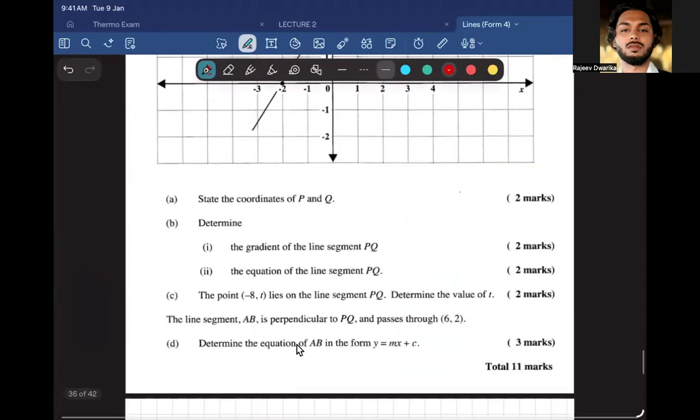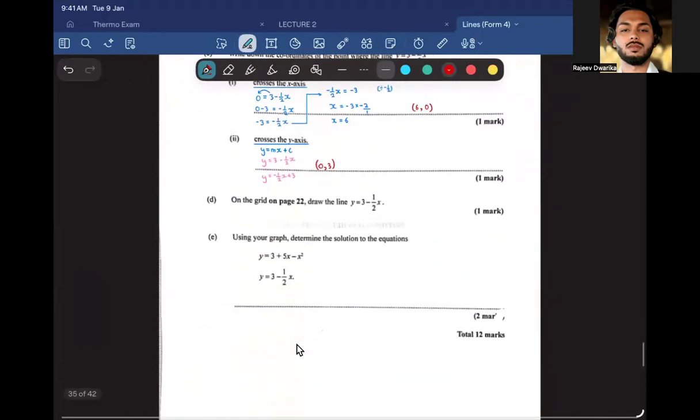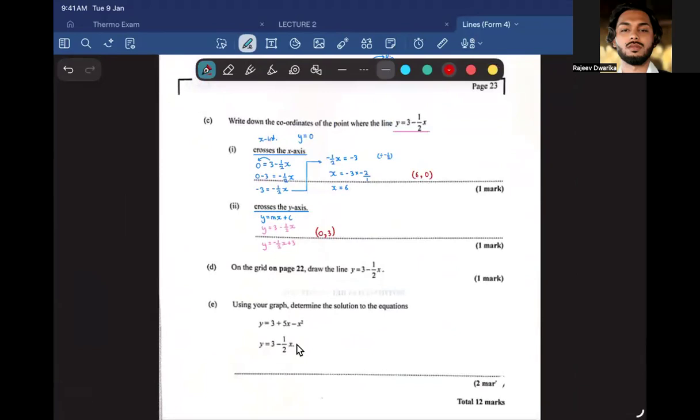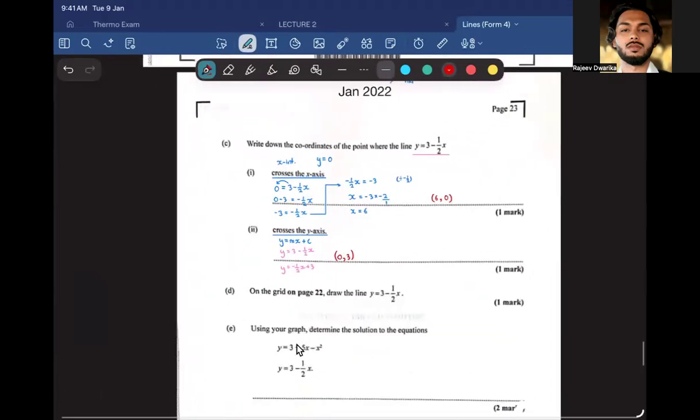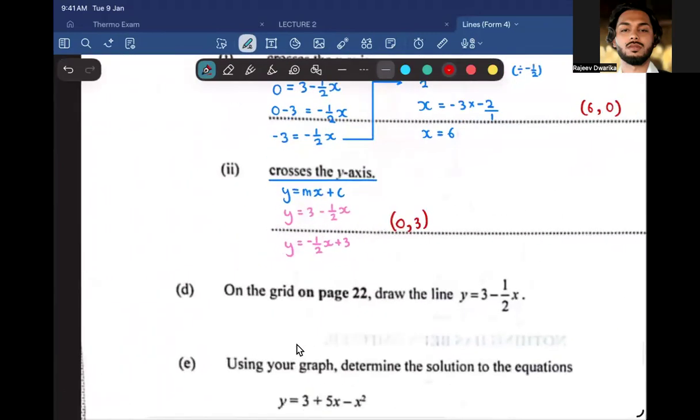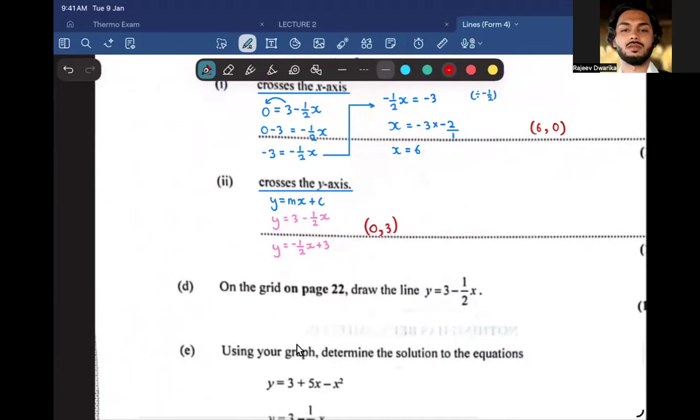Page 22. What I'm talking about, page 22. I'm not seeing the grid that they're talking about, but let me show you how you would draw this. To draw this is actually really simple. I'm just going to draw a sketch.